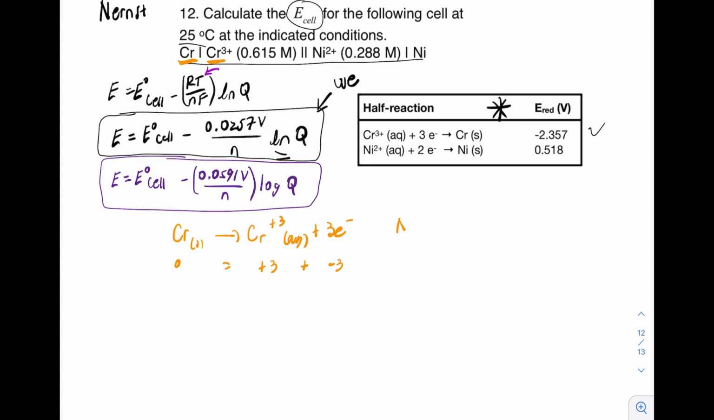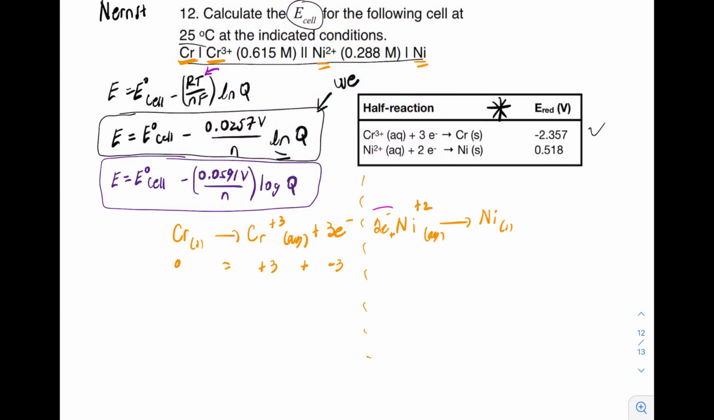Nickel plus 2 is going to nickel metal. And again, we put electrons on the more positive side. We're going to put 2 electrons over here. Okay, 2 electrons over there.